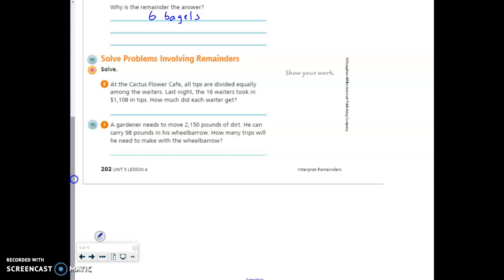Okay? Is the remainder going to go away? Are we just going to forget it? Are we going to use that remainder to round up to the next whole number? Are we going to turn that remainder into a fraction or a decimal? Are we going to use the remainder as our answer? Those are the 5 major things that we can do with those remainders.